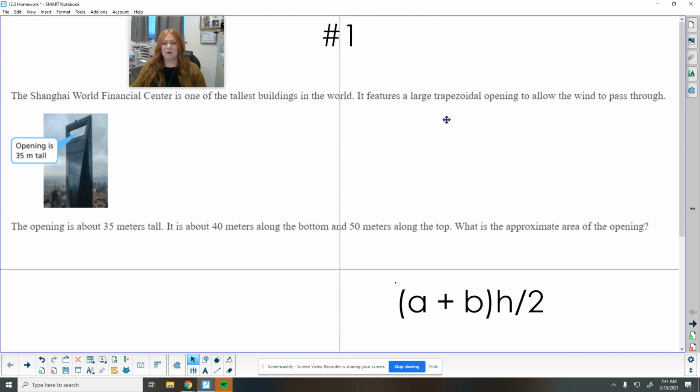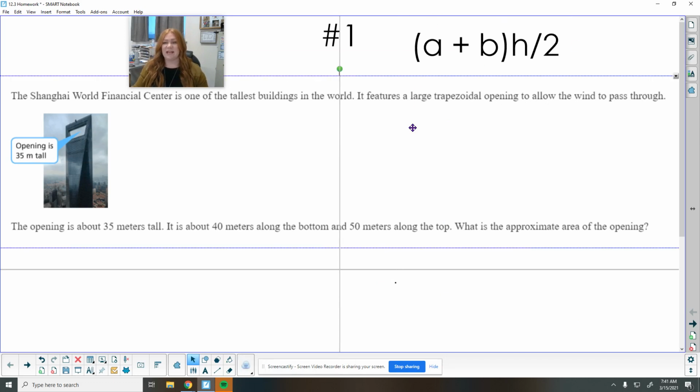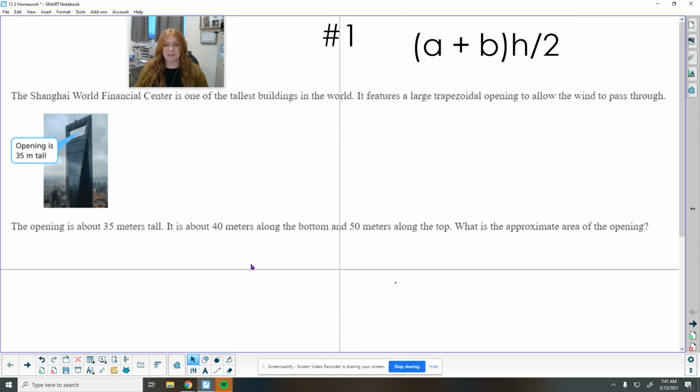So this is the formula that we are going to be using today to identify the area of these trapezoids. Take the formula, plug in the information that you know, and solve. Step 1 is add, step 2 is times by the height, step 3, divide by 2. So we made a parallelogram, and we want to cut it back in half to that trapezoid.